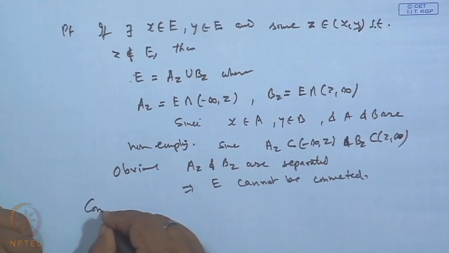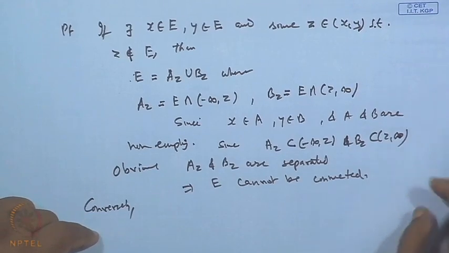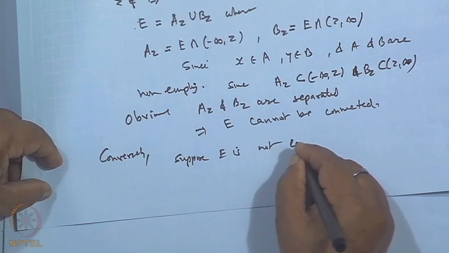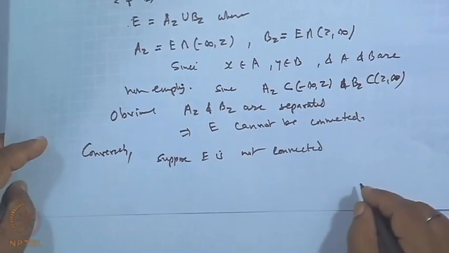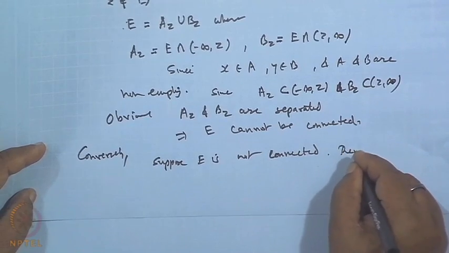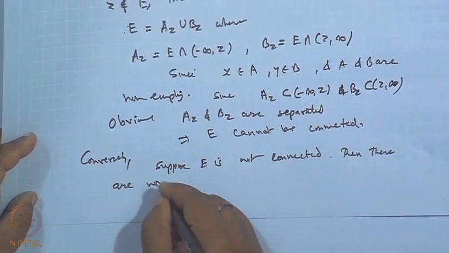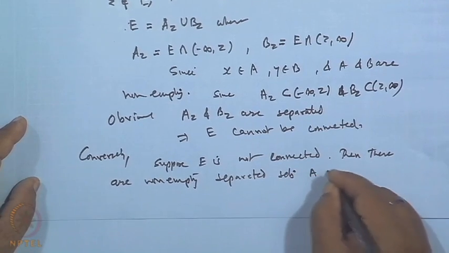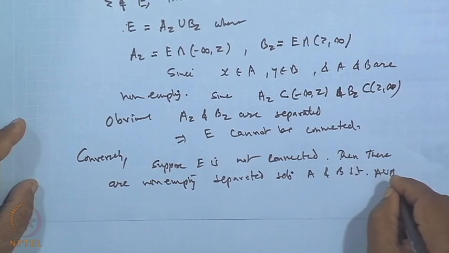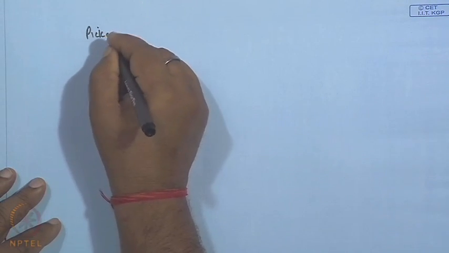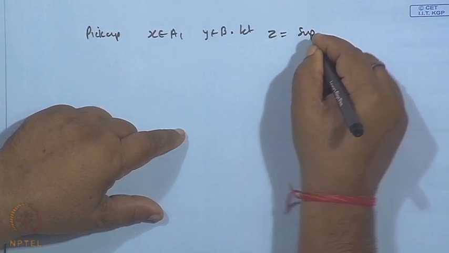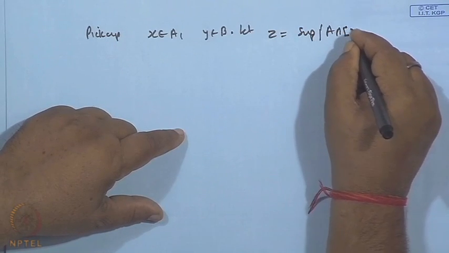Conversely, suppose E is not connected. Then there are non-empty separated sets A and B such that their union A union B is E. Now, pick x belonging to A, y belonging to B, and let z be the supremum of A intersection the closed interval x y.